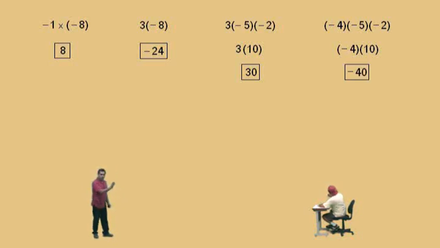When you have 3 negatives multiplied together, your answer is always going to be negative. Because 2 of them are going to pair up and give a positive result. And the one that's left over, negative times a positive, gives you this negative result. In this 3 times negative 5 times negative 2, when you multiply negative 5 and negative 2, that gives you a positive result multiplied by the leftover positive 3, which gave you the positive 30. So, some people like to say, hey, if you have an odd number of negatives being multiplied together, the answer will be negative. If you have an even number of negatives being multiplied together, the answer will be positive.